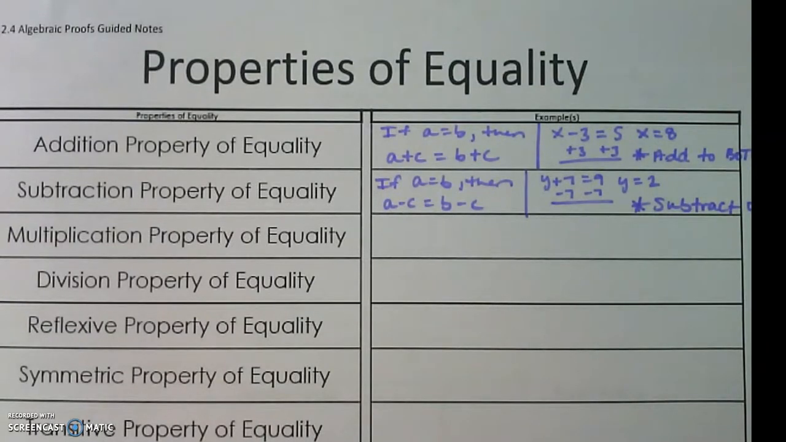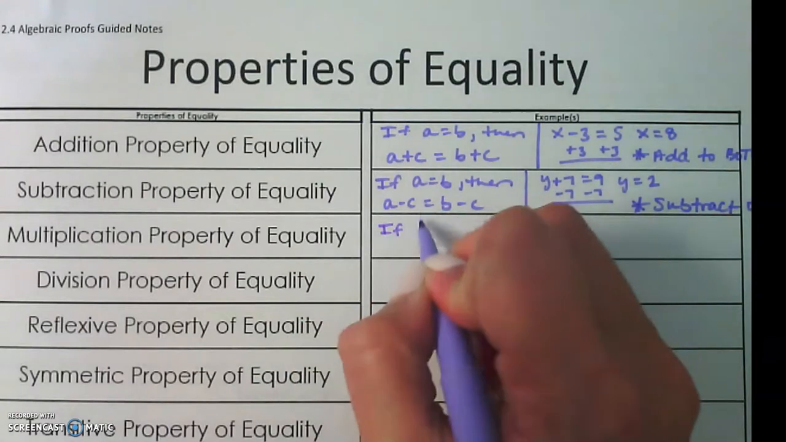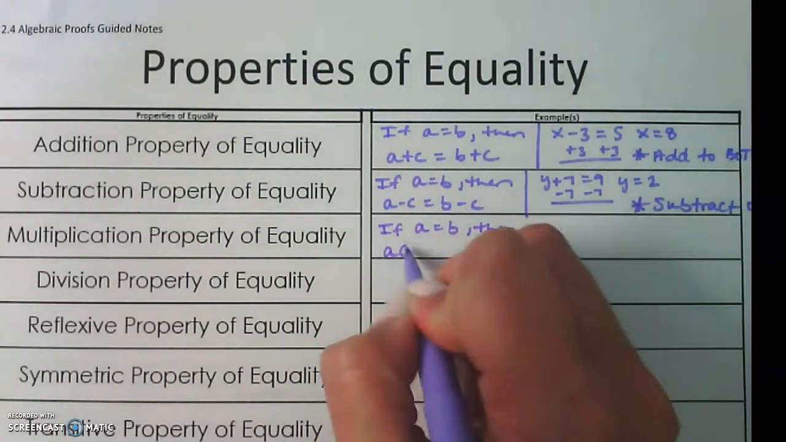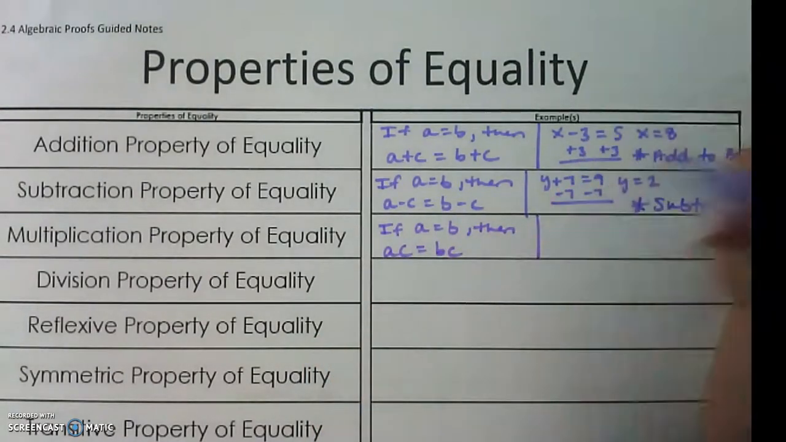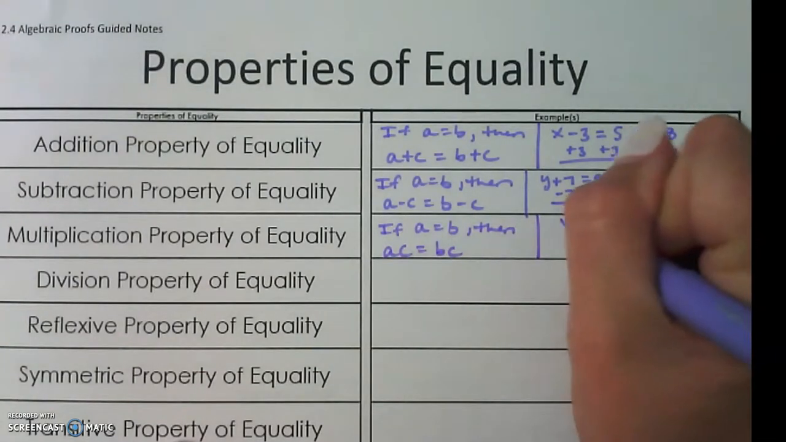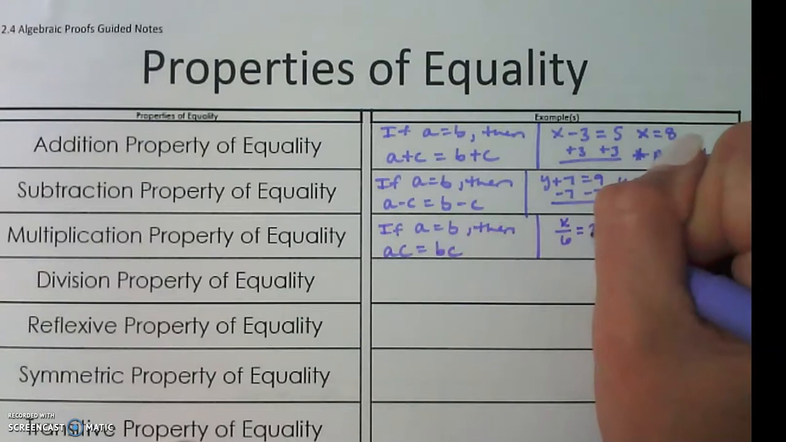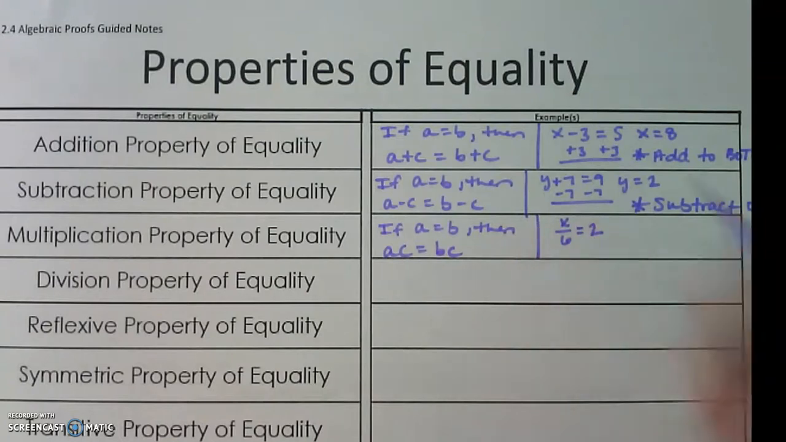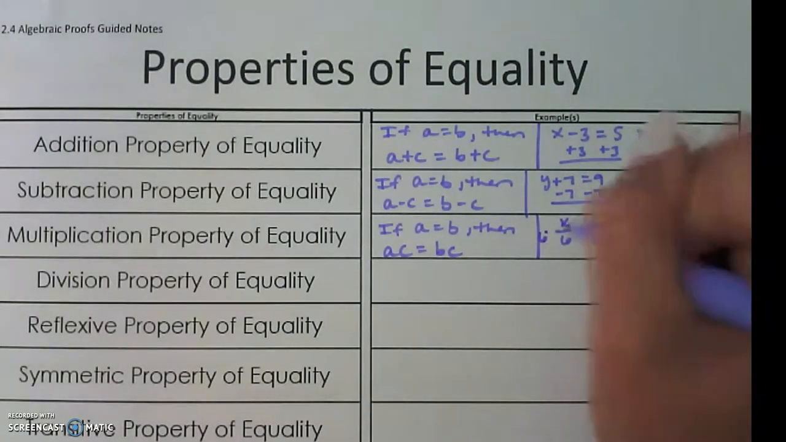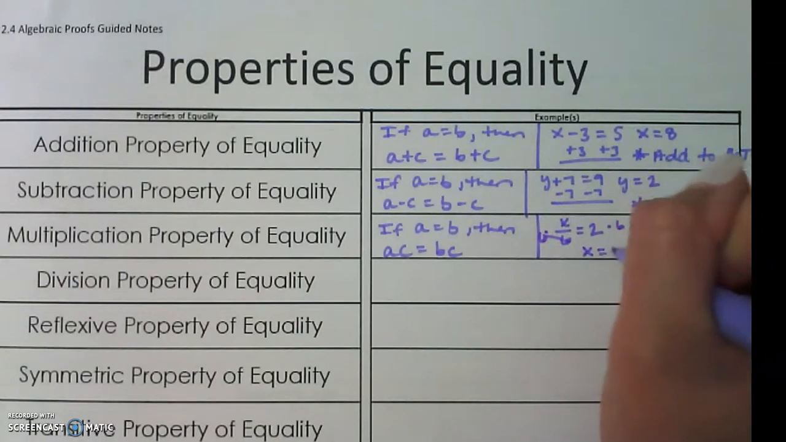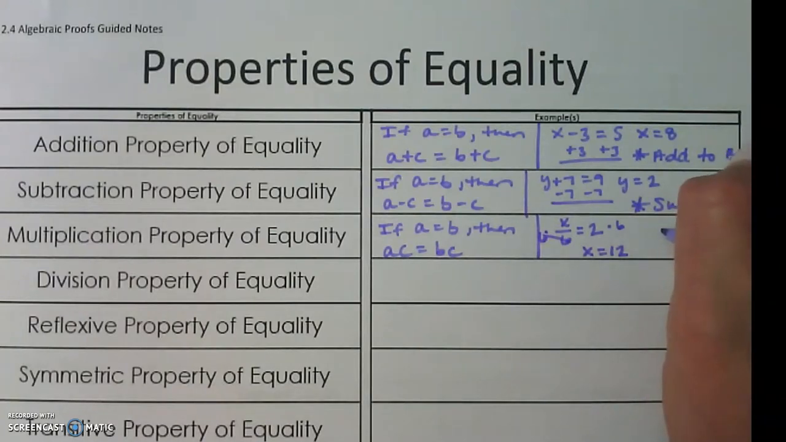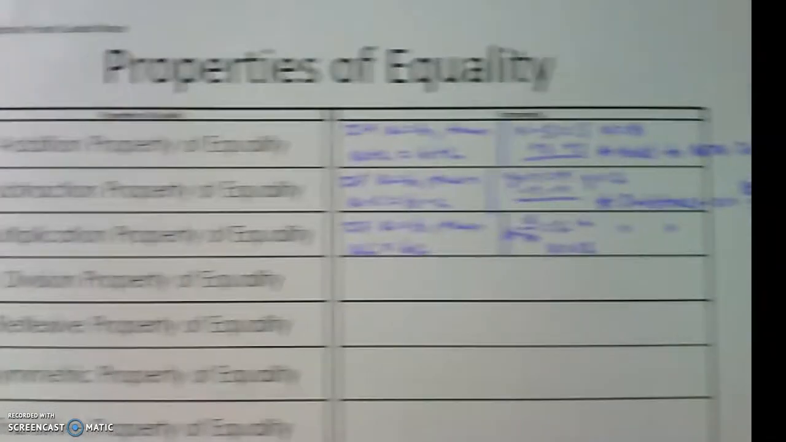Next one is the multiplication property of equality. So if A is equal to B, then A times C is equal to B times C. Here our example would be, let's say we have x divided by 6 is equal to 2. Well, in order for us to get the x off of the denominator, we're going to multiply on both sides of the equation. So what this is going to turn into is x is equal to 12. And again, it's happening on both sides of the equation. So I'm just going to put some little quotes here: we're multiplying on both sides of the equation just like we did when we were adding and subtracting.